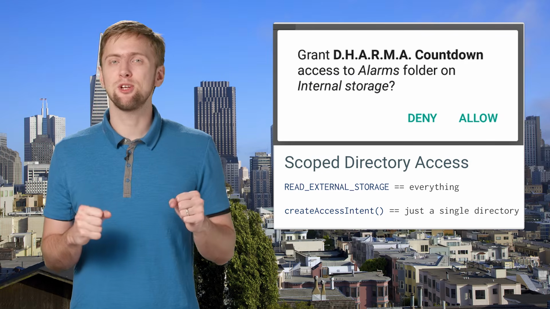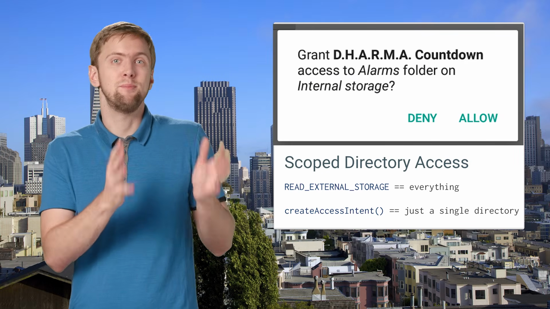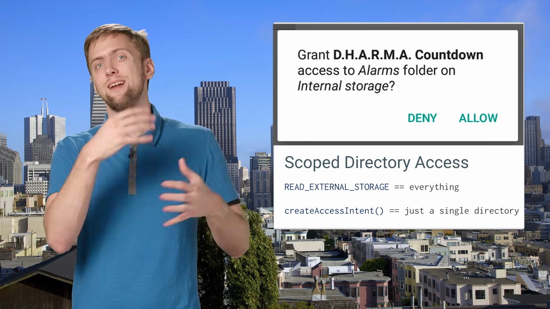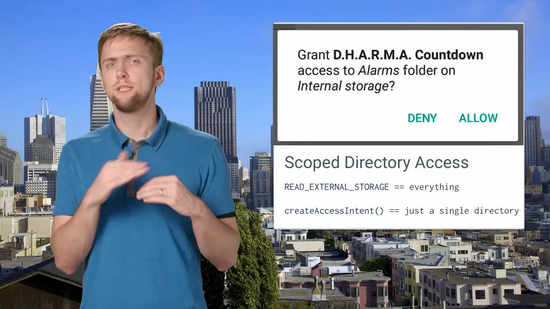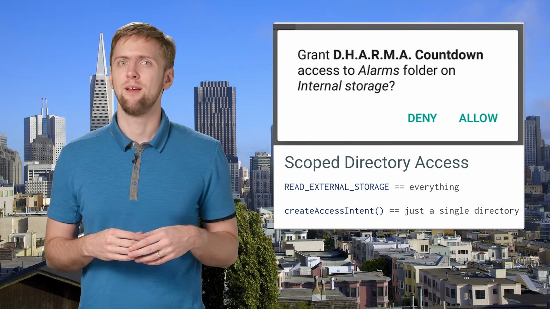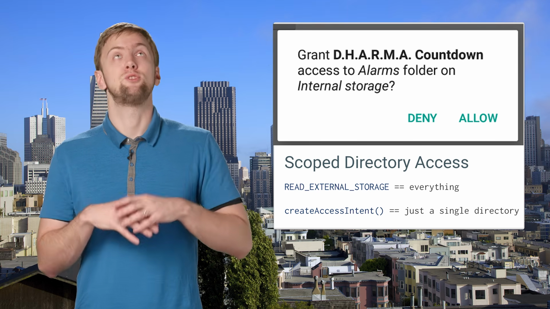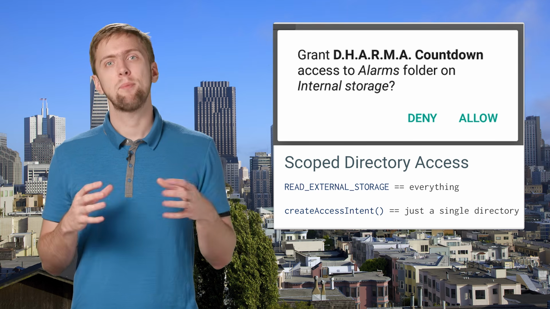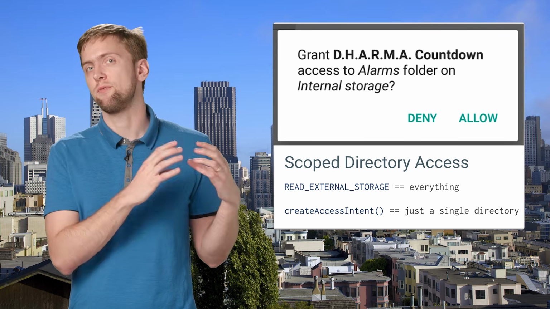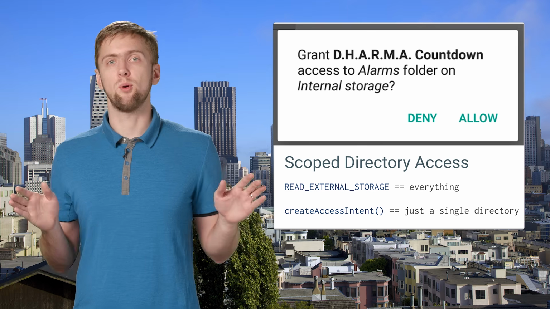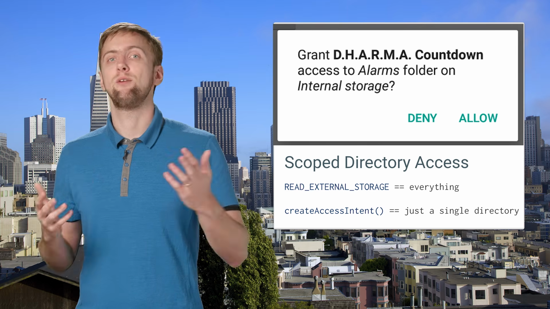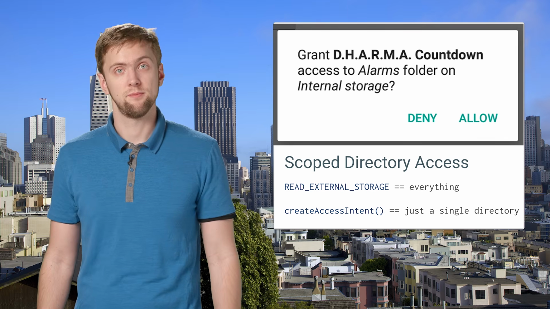And speaking of special treatment, Marshmallow brought permissions requests to the user in context with runtime permissions. But for storage, N is taking it a step farther. Instead of having to request access to everything, apps can now request access to a specific folder, such as alarms or pictures, with full support for both internal and removable media volumes.